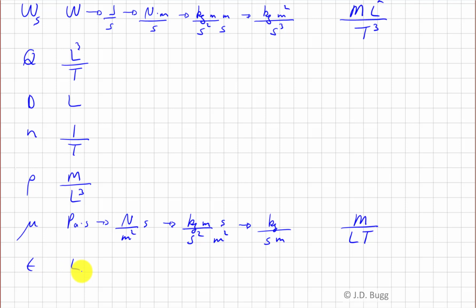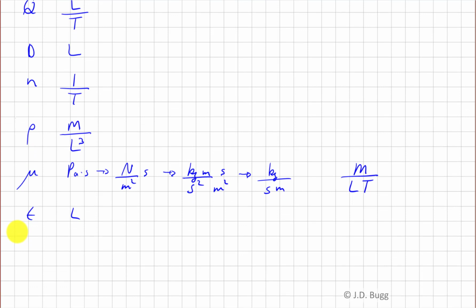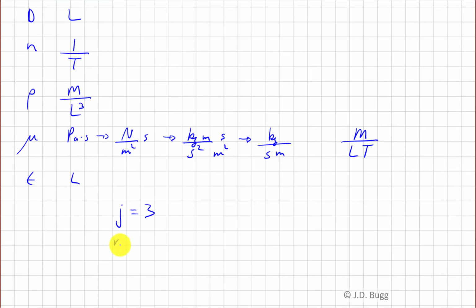So we take a look at this whole list and we see that it involves M, L, and T. There's no temperature here, there's no Q. So there are 3 dimensions involved here. So we say J is equal to 3. And so N minus J is equal to 4. So we will expect 4 dimensionless groups to come out of this analysis.